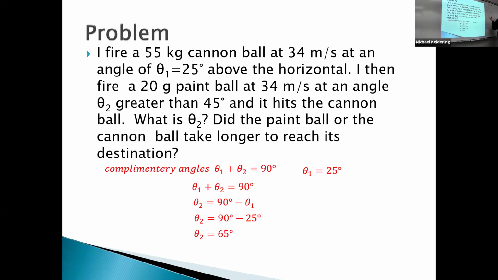And of those two, the paintball and the cannonball, one fired at 25 degrees and one fired at 65 degrees. Which one do you think took longer to reach its destination? Any guesses? Yep. It took a longer path and traveled slower. So the paintball has a longer path. It actually also travels slower on average. So it takes a longer time.